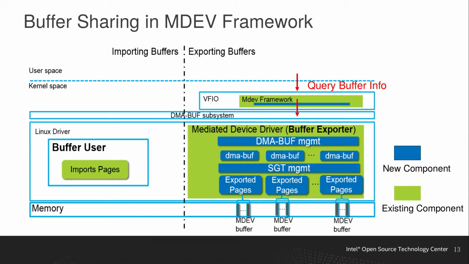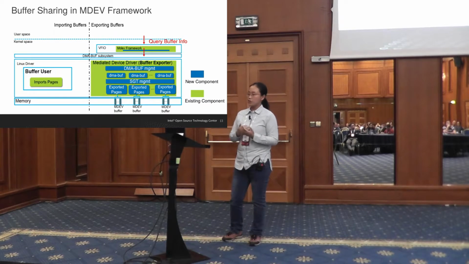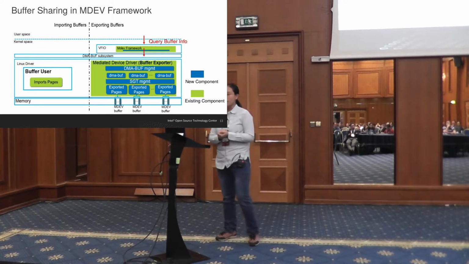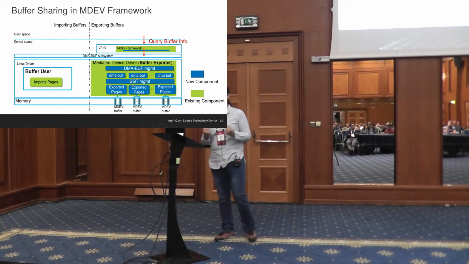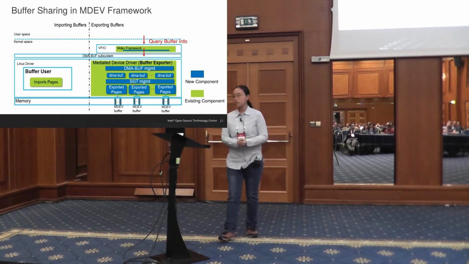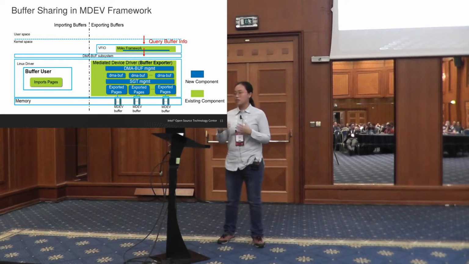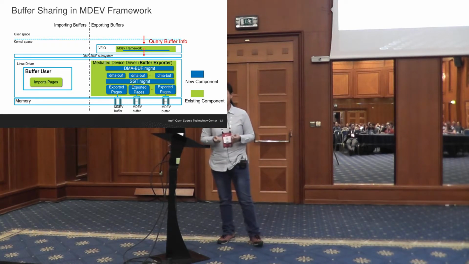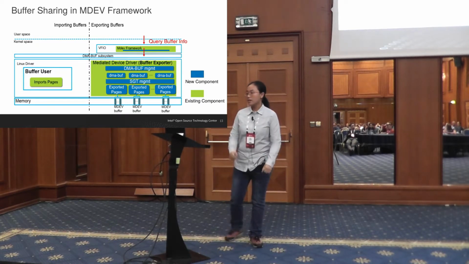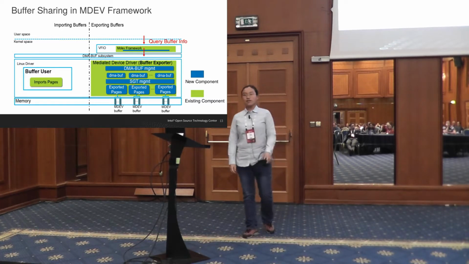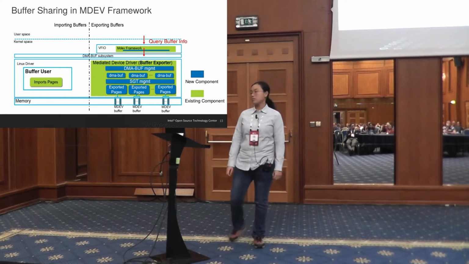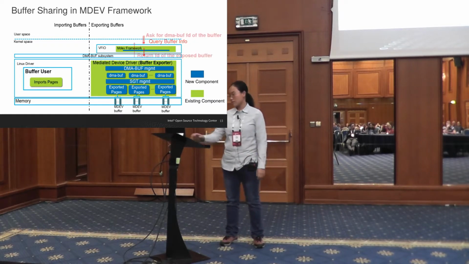So when a user wants to get the exposed mediated device buffer, it first needs to use this API to query the buffer information. This IO control can also be used to check whether the mediated device driver is ready to expose buffers.